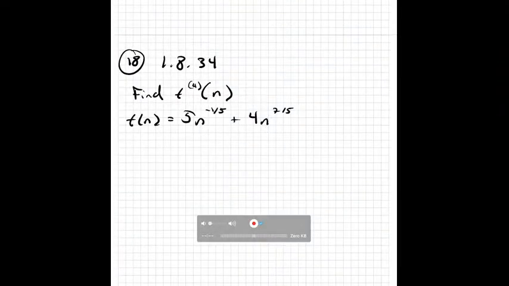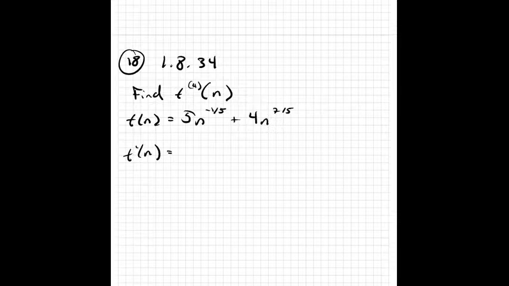All right. So we're asked to find the fourth derivative. First, let's find t prime of n, the first derivative. The exponents come down, so that's going to become negative n to the negative 1 over 5 minus 5 over 5, which is negative 6 over 5, plus 28 over 5 n to the 7 minus 5, which is 2 over 5. So that's all fractions.